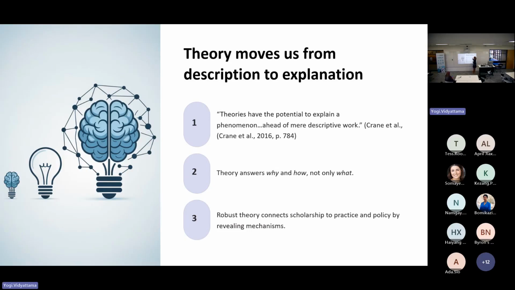Theories have the potential to explain a phenomenon ahead of mere description, right? So in this case, theory tries to answer the question of why and how, and not just what. And again, I had a talk with some of you here during my stay, and sometimes we're looking at a specific topic or a research topic with this idea of answering the what question. What happens when we do this and this?